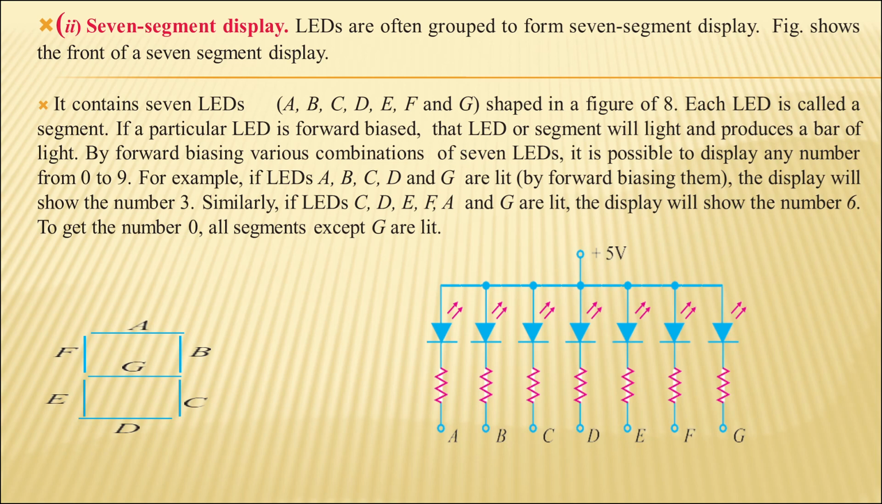For example, if A, B, C, D and G light up, then the display will show the number 3. Similarly, if LEDs C, D, E, F, A and G light up, then the display will show the number 6. To get the number 0, all segments except G are lit.